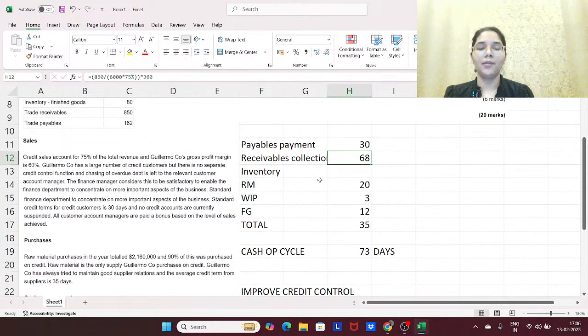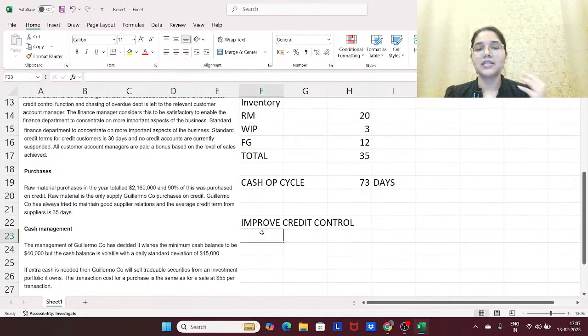You will say that your customers are taking 68 days to make the payments. That's a very high number. You are given the customers, the standard credit terms are 30 days. So they are taking more than double the time that you are allowing them to pay, which is a very high receivables collection period. You should start chasing them. You should start putting responsibility towards the customer account managers, that if you are doing so many sales on credit, you're also responsible to bring the money back to the company. You should not just be making sales for your own bonus purposes. You should also ensure that the customers are paying on time.